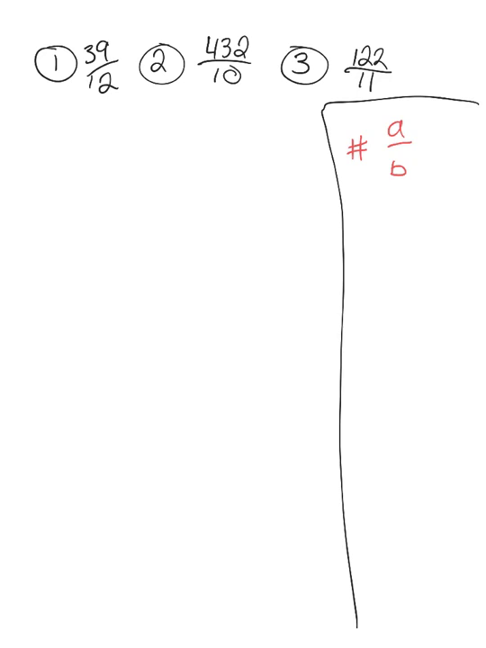We'll change c times a over b, where all three are numbers. That's mixed. So how do we do that? A has to be less than b, so we need 39 to be less than 12. Well, one way to do this is 39.